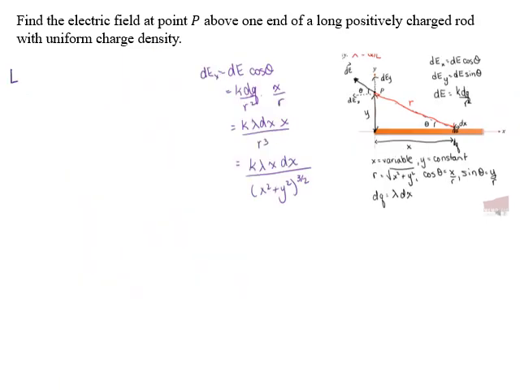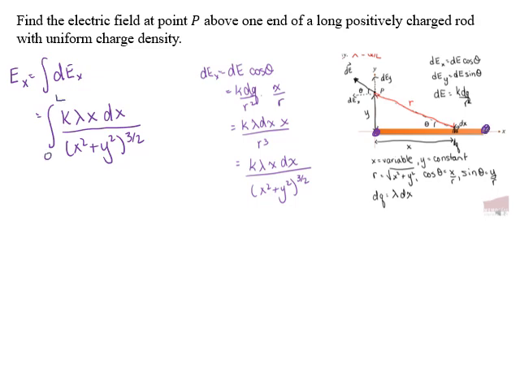To find our total x component, we add up all the x bits, so it's the integral of dEx. Let's fill in what we have for that. k times lambda times x dx divided by x squared plus y squared to the 3 over 2. It's going to range over the limits from x equals 0 to x equals L, just like on the last slide. 0 to L. Take our constants out front, k times lambda. x is a variable, so that has to stay inside. 0 to L, x dx over x squared plus y squared to the 3 over 2.